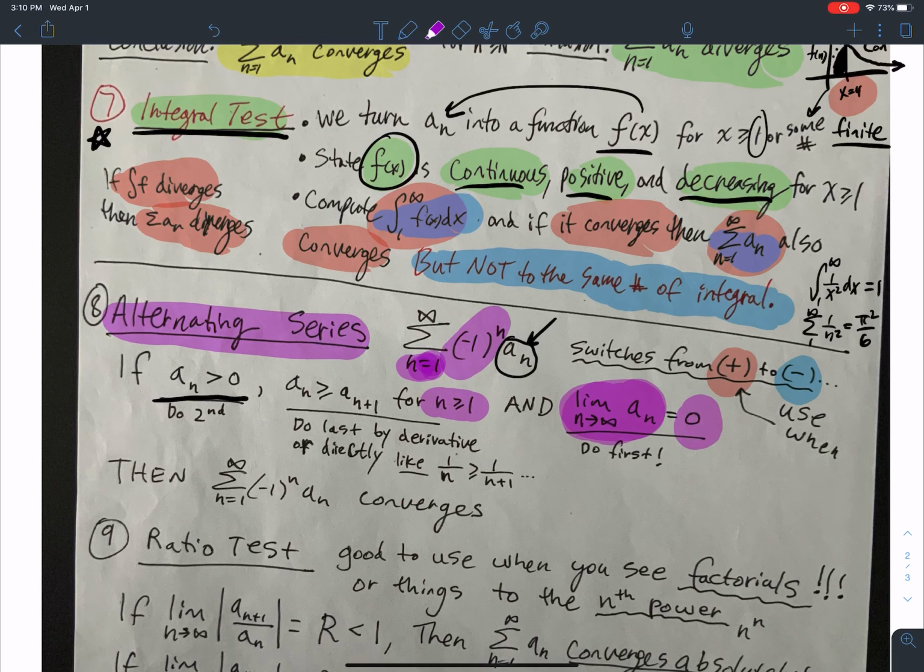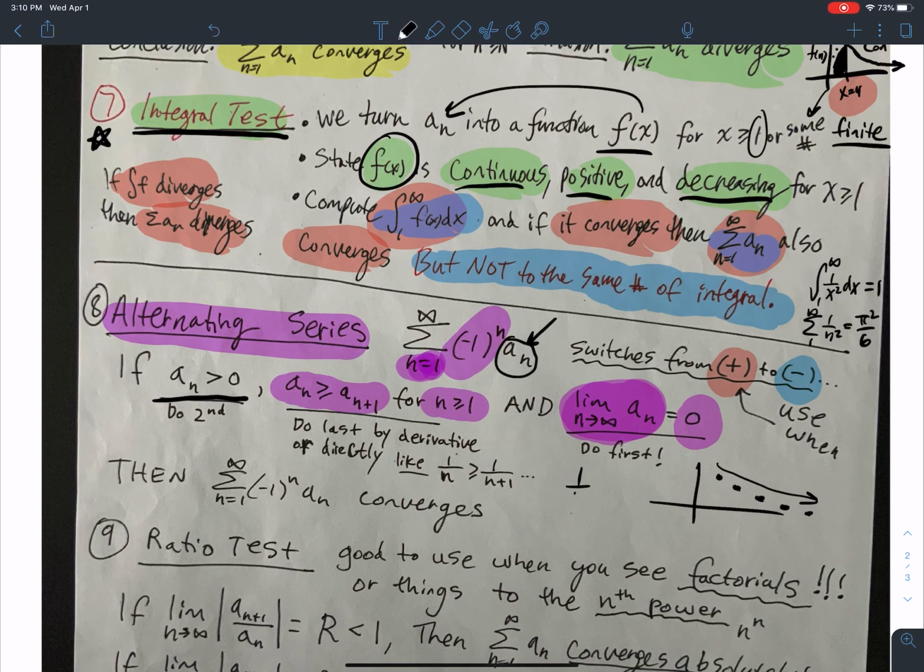That's the first part that I have to satisfy. The second part I have to satisfy is that my terms are non-increasing or decreasing. Each term gets smaller and smaller. So I'm non-increasing, I'm going down.